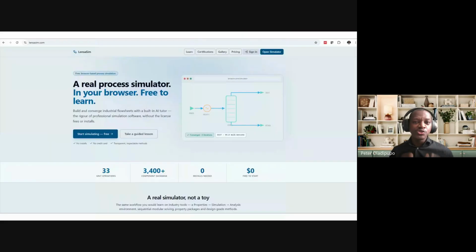And the platform we'll be using for this simulation exercise is called LensaSim. LensaSim is a web-based process simulation platform that we developed at Lensa Technology to simplify process simulation and to make it easily and readily accessible to everybody. You don't need to install any software or pay for expensive licenses to access it. All you have to do is visit lensasim.com and you're good to go.